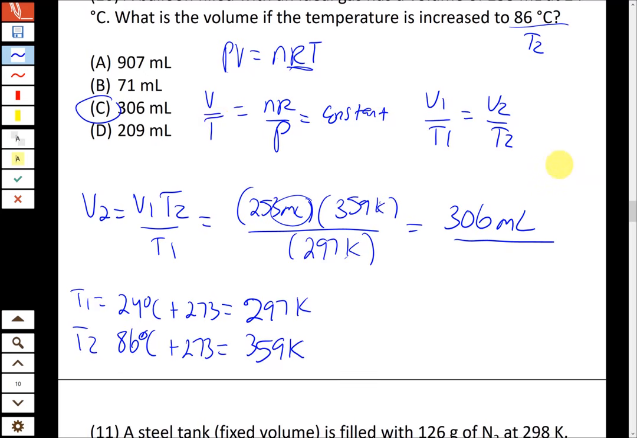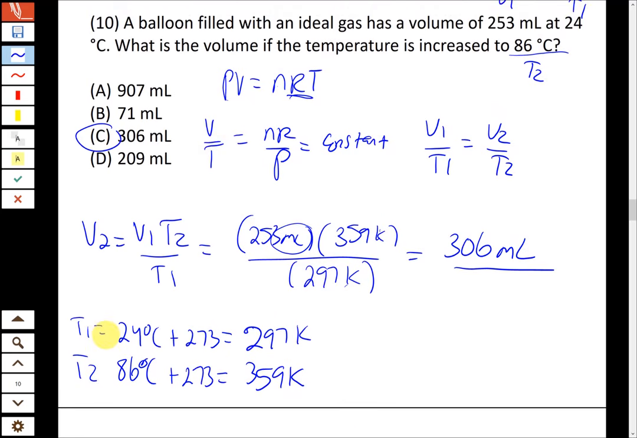Good. Yeah. So if nothing's said about it, then we just assume it's constant. Yeah, I mean, you can't do anything with it. You don't have a number for it or anything about it. So yes, it'll be assumed to be constant.